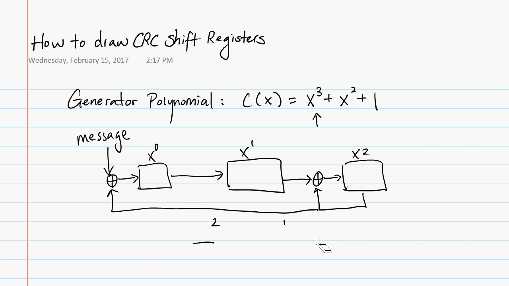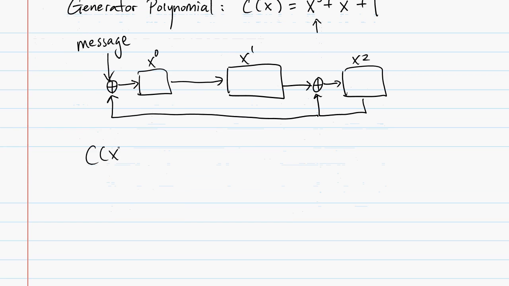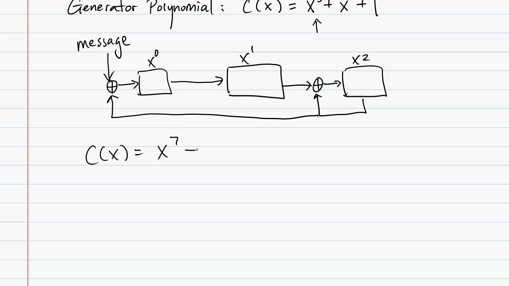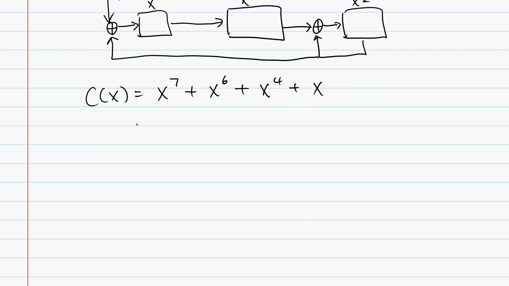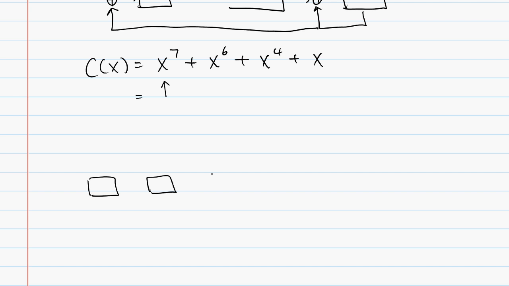Let me do another example real quick. Suppose we have a generator polynomial c(x) equal to x to the 7th plus x to the 6th plus x to the 4th plus x. We first have to find out the highest degree of the polynomial. The highest degree is 7. That means we have to draw 7 boxes. That's the first step.